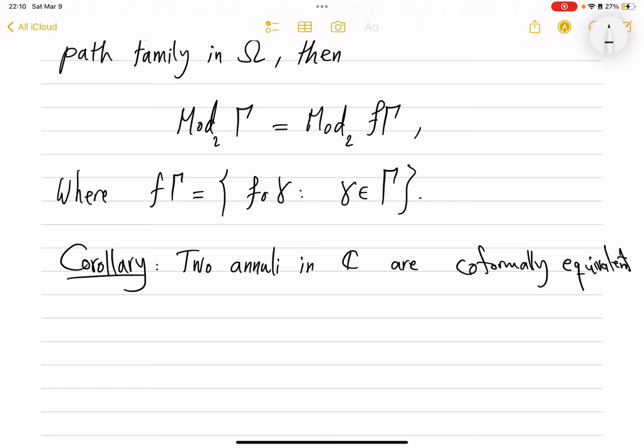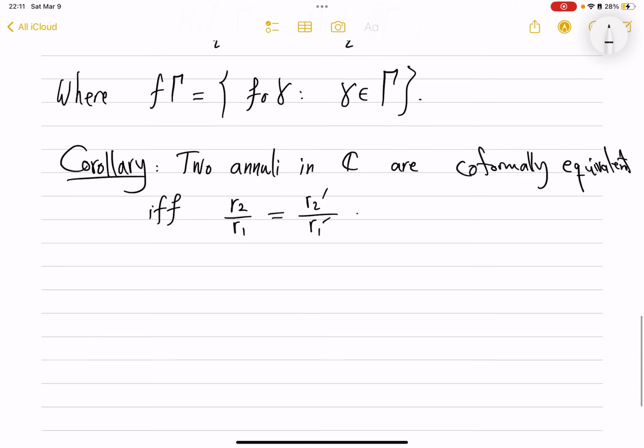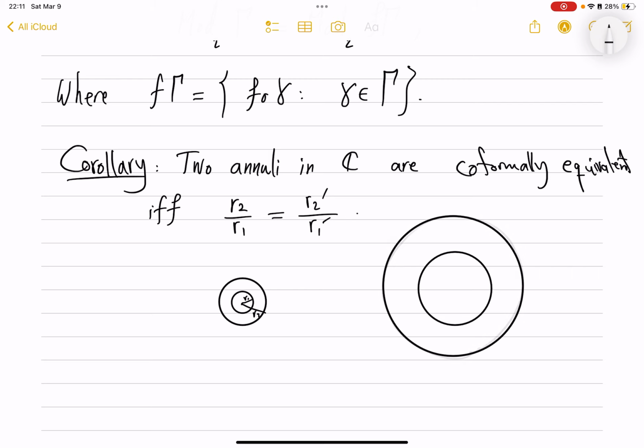So two annuli in the plane are conformally equivalent if and only if this ratio in the first one is exactly equal to the ratio of them in the second annulus. So the notation should be self-explanatory. Here I have R1 over R2. And then here I have another annulus, hopefully I can draw this, of different size. And these will be conformally equivalent.